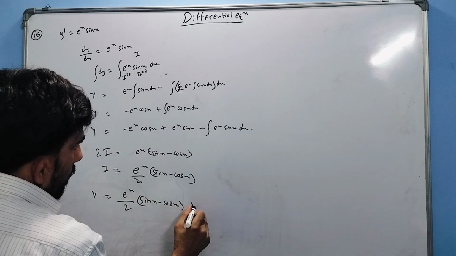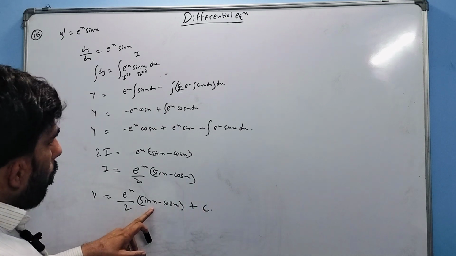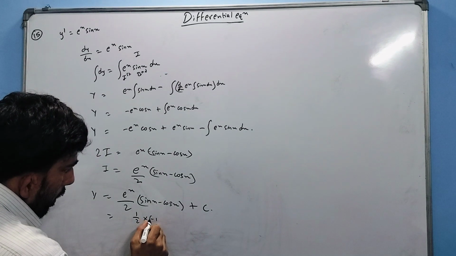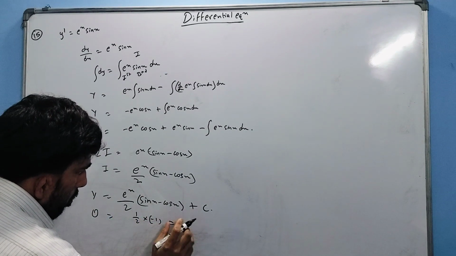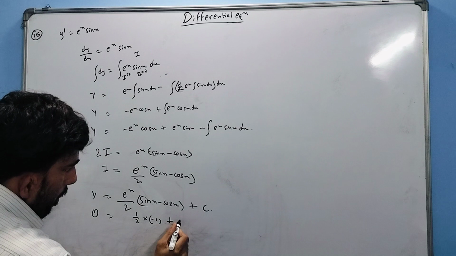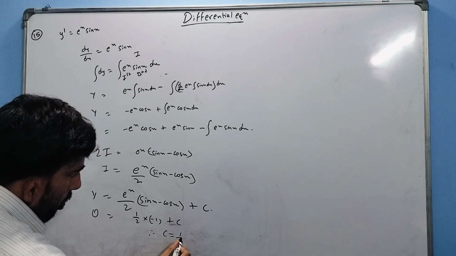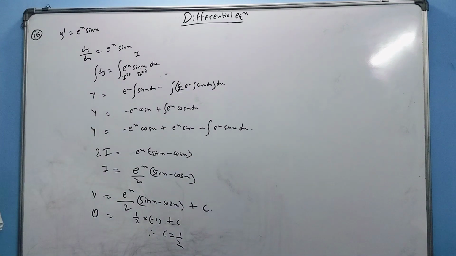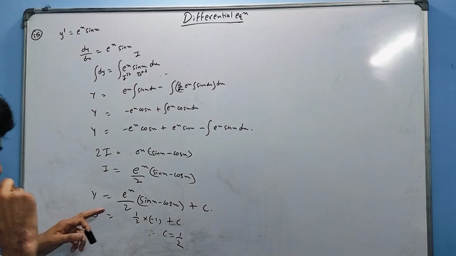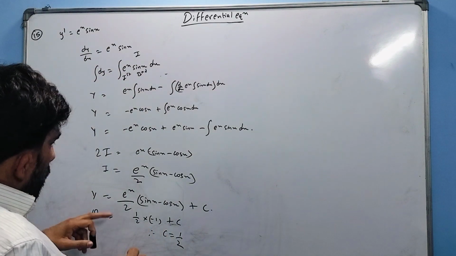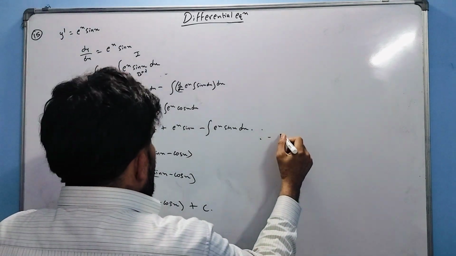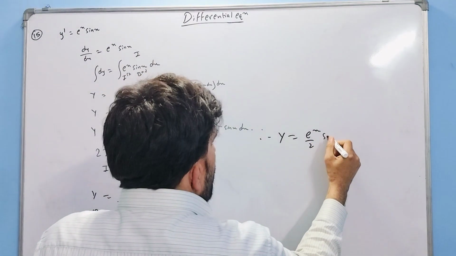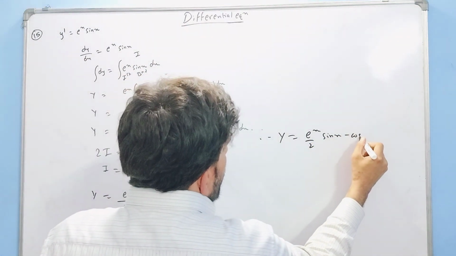Now if I put x is equal to 0, so I got here e raised power 1 into minus 1, 0 is equal to, sorry, here I got plus c. So therefore c is equal to 1 by 2. So now I have c is equal to half. I can put the value here. So I have got this equation. Therefore, y is equal to e raised power x upon 2 sin x minus cos x plus half.